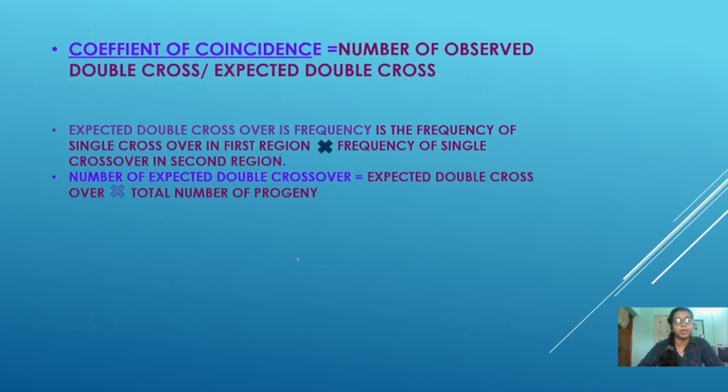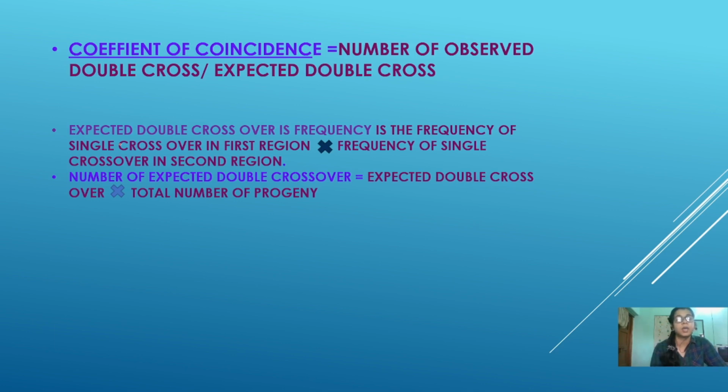Next, we will understand how to calculate this coefficient of coincidence. It can be calculated by a simple formula: the number of observed double crossovers divided by the expected double crossovers. What you are observing means you conducted an experiment, you conducted a cross, and you observed a certain value. That is the double cross which you find from this example or from the phenotype, the observed double cross. And what is the expected double cross? Which we are expecting.